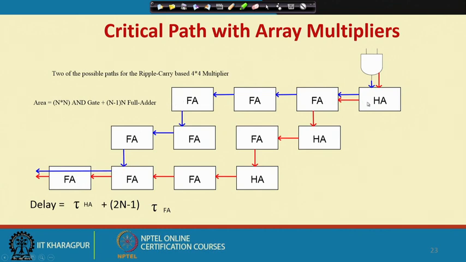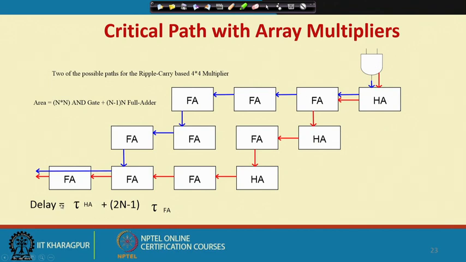Okay. But if I consider the other path, where it is considering 1, 2, 3, 4, 5 full adder and 2 half adder, 2 half adder delay can be considered as 1 full adder delay. So, 6 full adder delay in this particular case along with 1 half adder delay, and in this path also 6 full adder delay and 1 half adder delay and 1 AND gate delay.